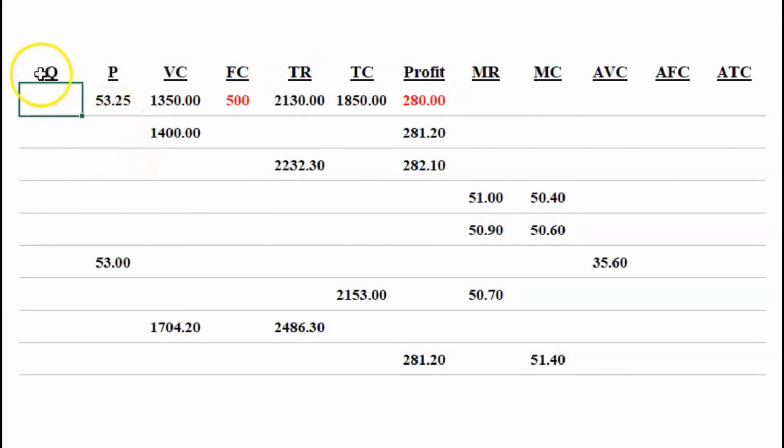And now that we know the fixed cost, the only thing we have left for the first row is to get quantity. Now remember that quantity and price are related to total revenue. We have price, we have total revenue, we just need quantity. We know that price times quantity is equal to total revenue, so we can divide total revenue by price. That will give us quantity. So I'm going to do 2130 divided by the price of 53.25, and that gives me a quantity of 40. And so I'm going to put a 40 in here.